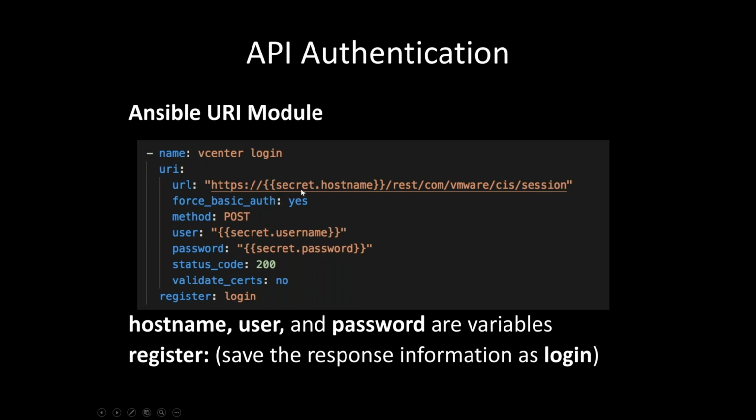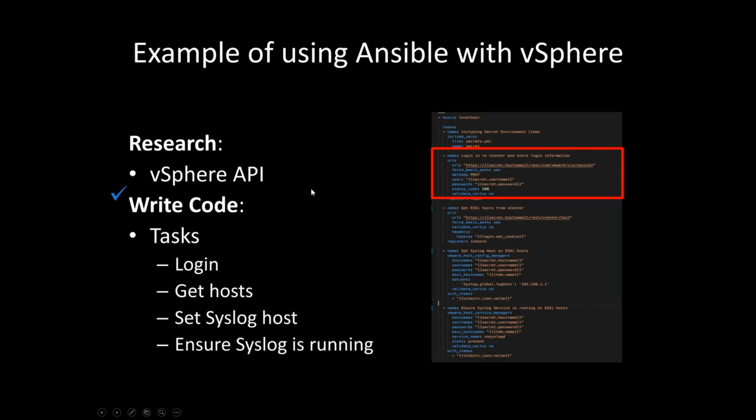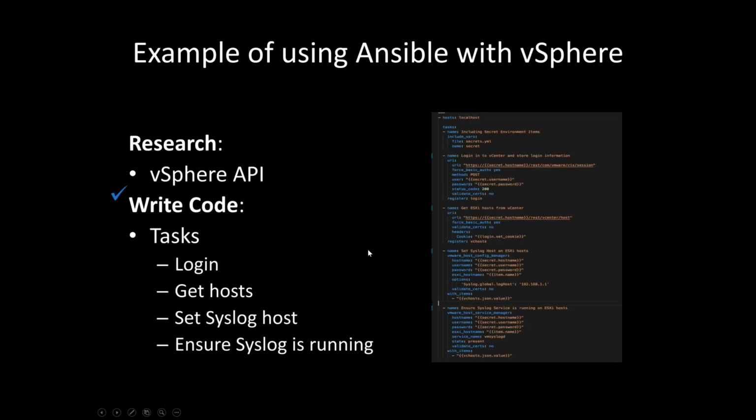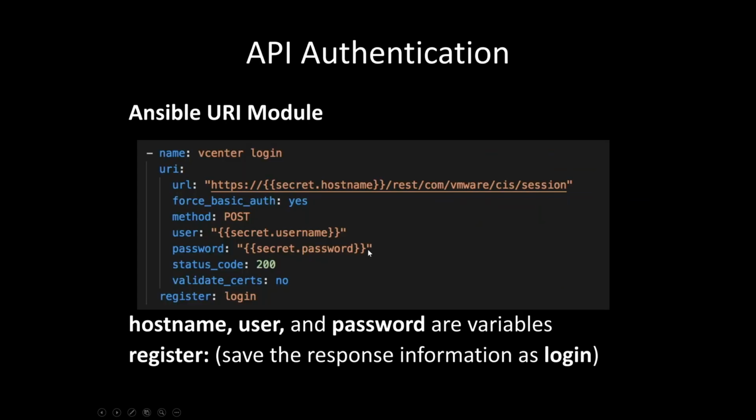And it's going to call, let me just check something here real quick. You see this secret over here? That's going to be our variable name. So basically secret.username, secret.password, secret.hostname is how we're going to use those variables that we imported. So we're going to make a URL call to the hostname, which is basically the vCenter. And this is the URL that you call to create that login session.